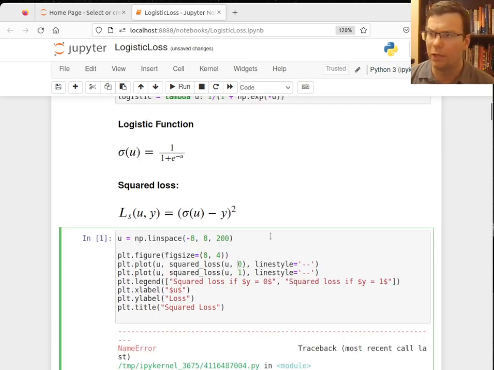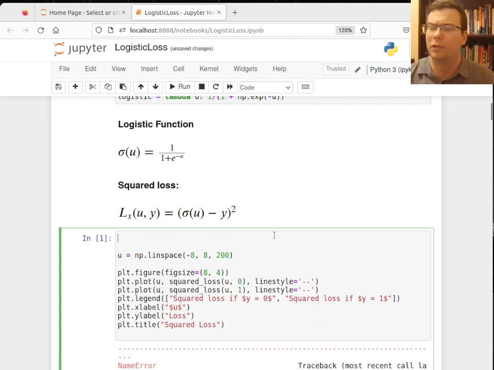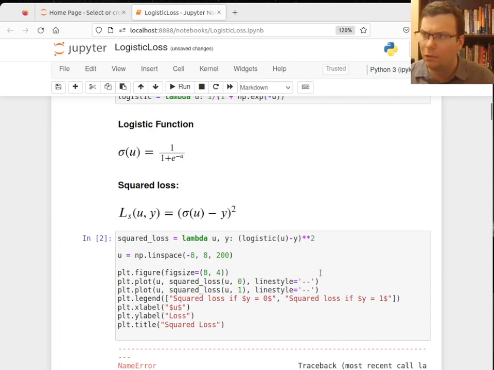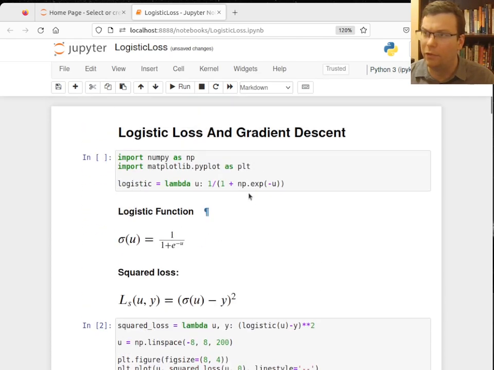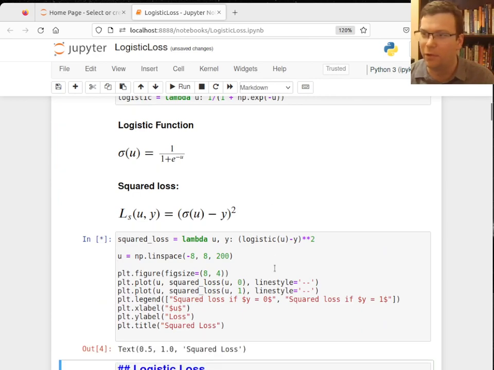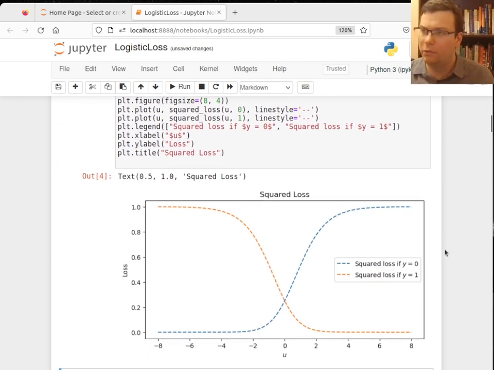So just to show you what this looks like, let's actually implement this first. So I'll say squared loss equals lambda. So we're going to take in here a u and a y. And that is going to be equal to the logistic function evaluated at u, minus y, squared. And of course, I should define all this stuff first. There we go. Okay, all right, so here's what the squared loss looks like.